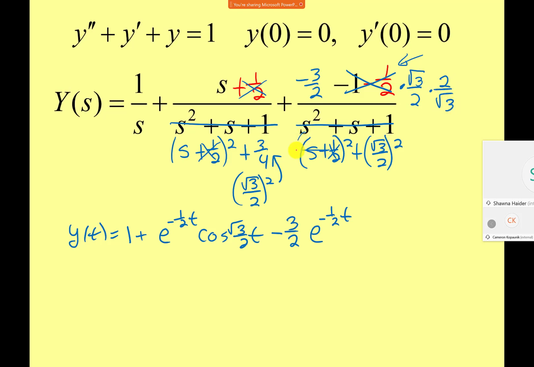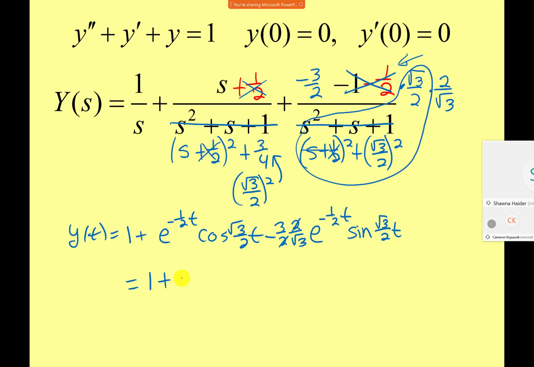Okay, so this part, because now I have the b on the top, will come back as a sine. So it's going to be sine, and it's going to be square root 3 over 2 t. But then I have that 2 over square root of 3 that goes on here as well. Let me move that over so it's not crashing into each other. So I had the minus 3 over 2, but I also have a 2 over square root 3, and those will cancel.